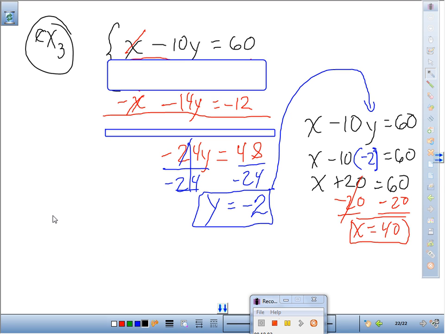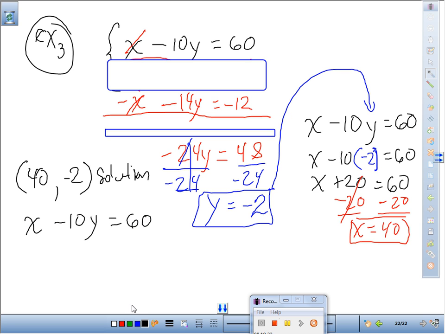And step 5, we write it as a coordinate. So my solution is 40, negative 2. That's our solution. And let's check. I'm going to use the first equation. X minus 10y equals 60. Let's check to see if it's true. This is x. This is y. So for x, I'm going to substitute 40. And for y, I'm going to substitute negative 2.